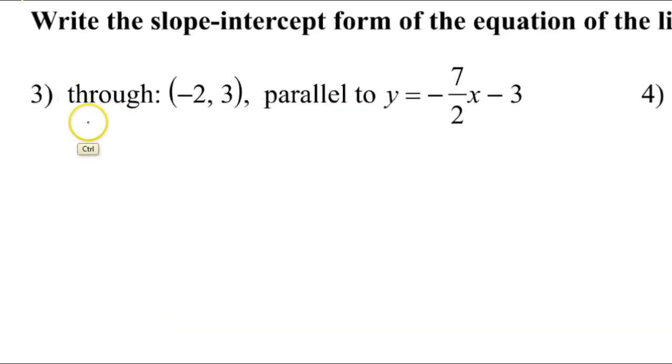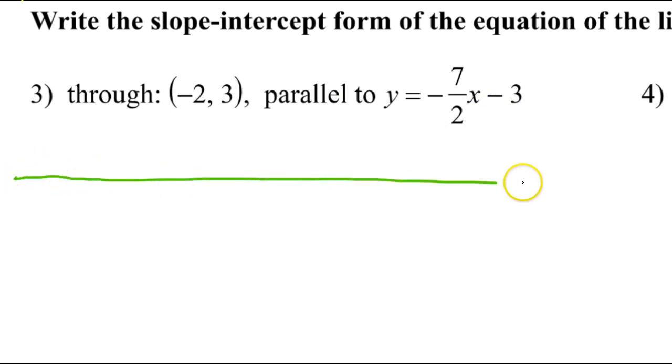For problem number 3, we're given a point, but instead of being given another point, we're given a parallel line. And we're supposed to write the equation of the line that goes through this point and that's parallel to this line. So my basic strategy is still going to be the same.